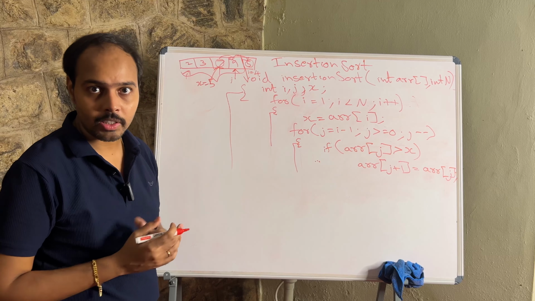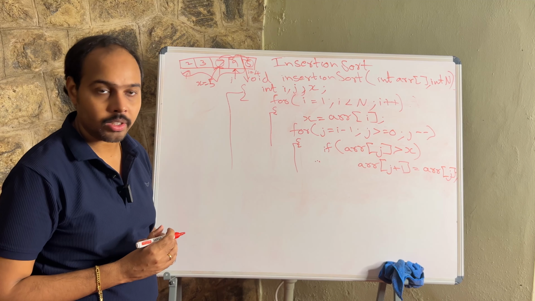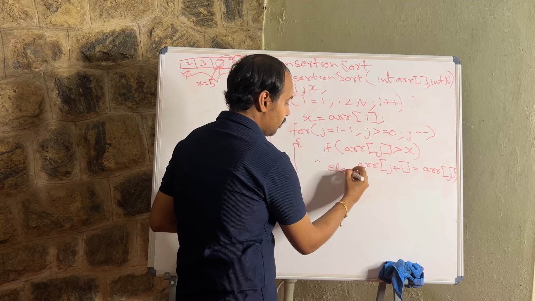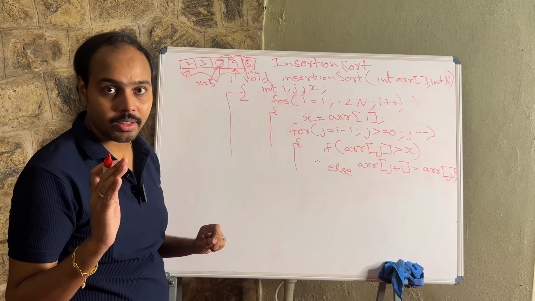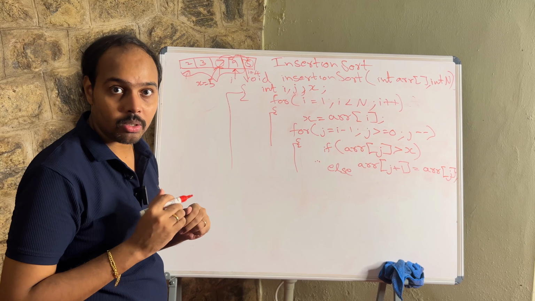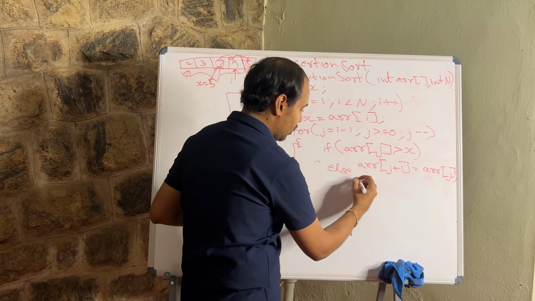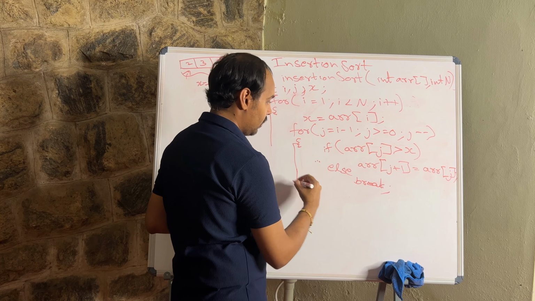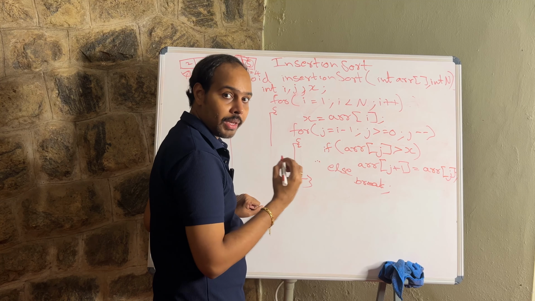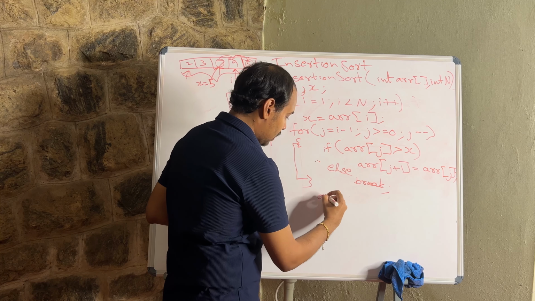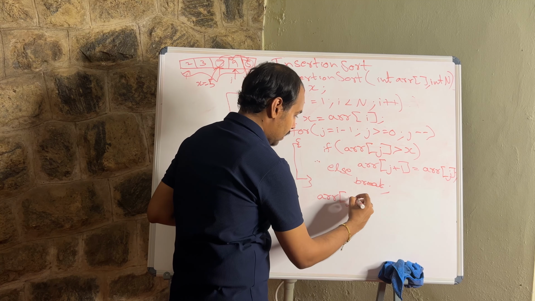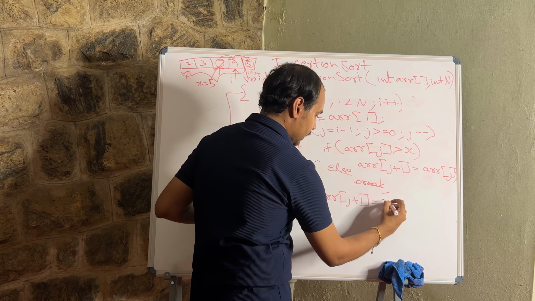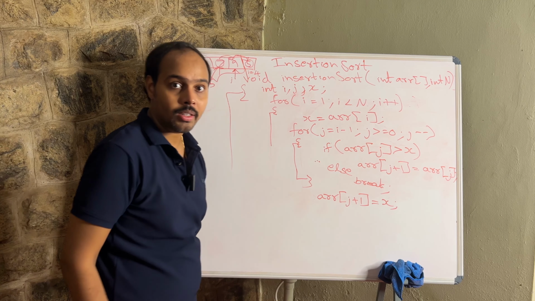If it is smaller, what will we do? We will insert in the right position. But inserting in the right position, we will not do in the else condition, because we have an edge case that will not be satisfied if we do this here. So we will just come out of the loop and then we will copy x to that position. arr of j plus 1 equal to x. Why did I use j plus 1?